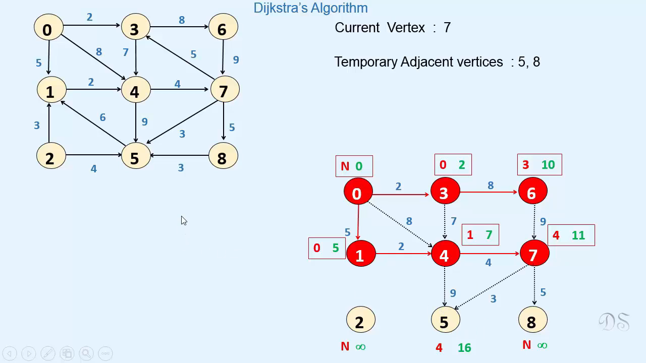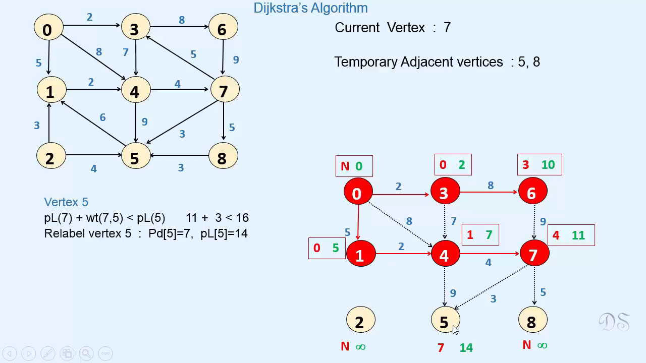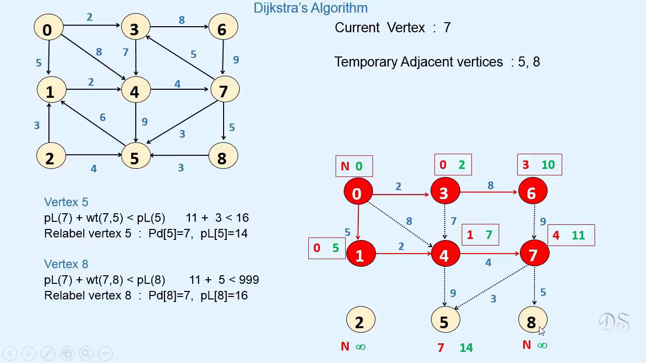First we take this vertex 5. Now path length of vertex 7 plus weight on this edge is less than path length of vertex 5. This means that we have got a shorter path. Till now, the shortest path that we knew from vertex 0 to vertex 5 was this. It was of length 16. Now using this vertex 7, we got this path which is of length 14. So we'll relabel this vertex 5. Now its path length is 14 and its predecessor is 7. Now we come to this vertex 8. Its path length is infinity, so it will definitely be relabeled.